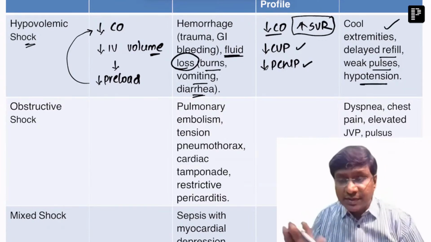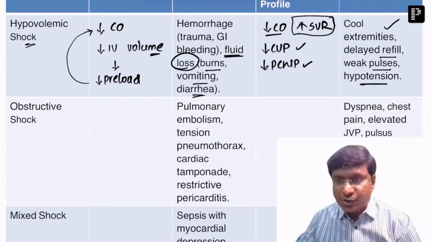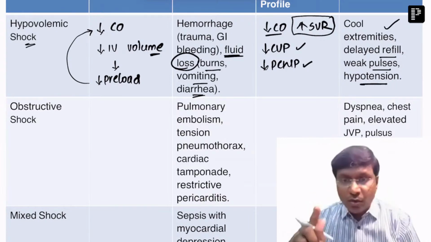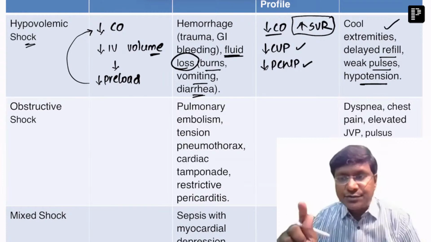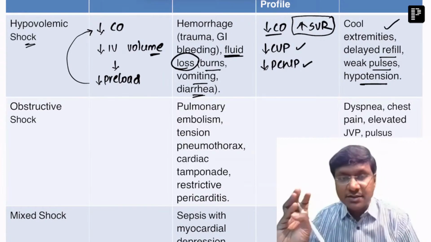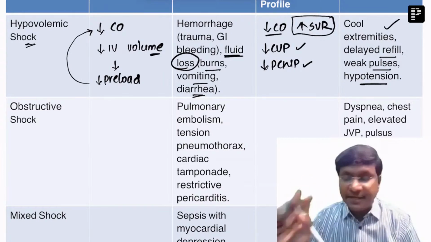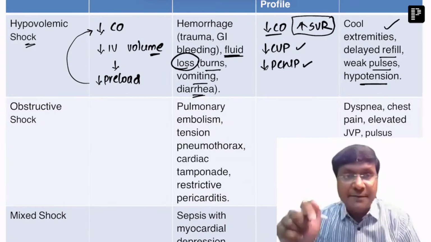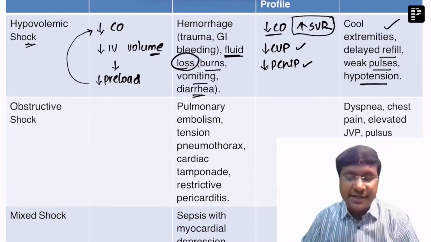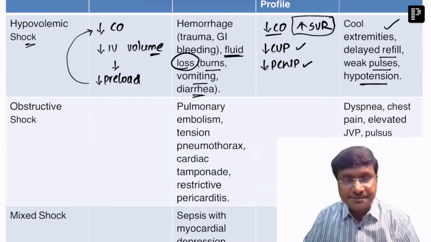So this particular picture, if you see in case of hypovolemic shock, the only difference between hypovolemic shock and cardiogenic shock presentation is that in cardiogenic shock, the individual had edema and elevated JVP. Whereas in hypovolemic shock, there will be hypotension and weak pulses, and edema will not be there. That is the difference in the presentation.